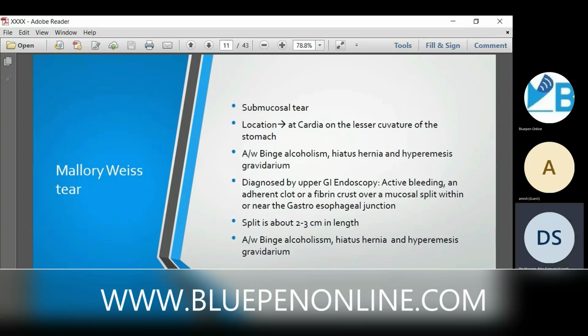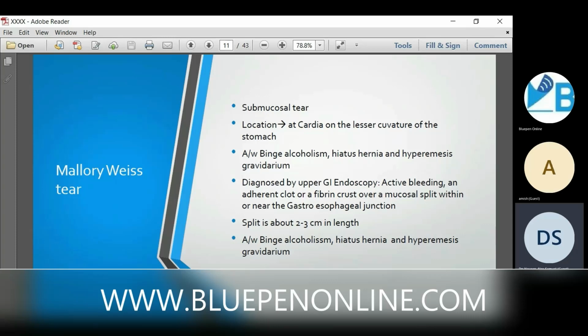Next, it is also associated with hiatus hernia, as I told you, hernia of the diaphragm, and it is also associated with vomiting. What is the other type of vomiting, which is forceful vomiting? It is hyperemesis gravidarum, that is vomiting in pregnant women, early morning vomiting. That early morning vomiting comes in a forceful manner. So it is hyperemesis gravidarum.